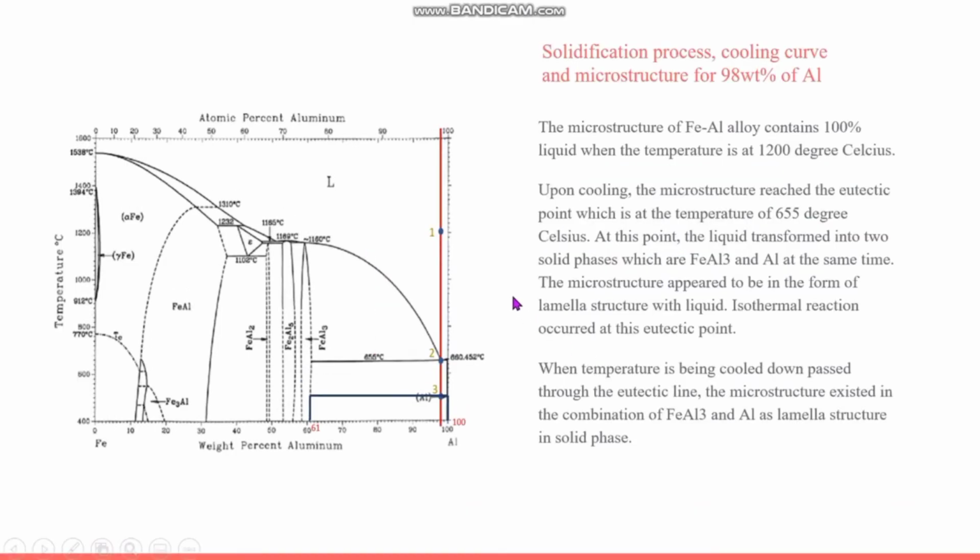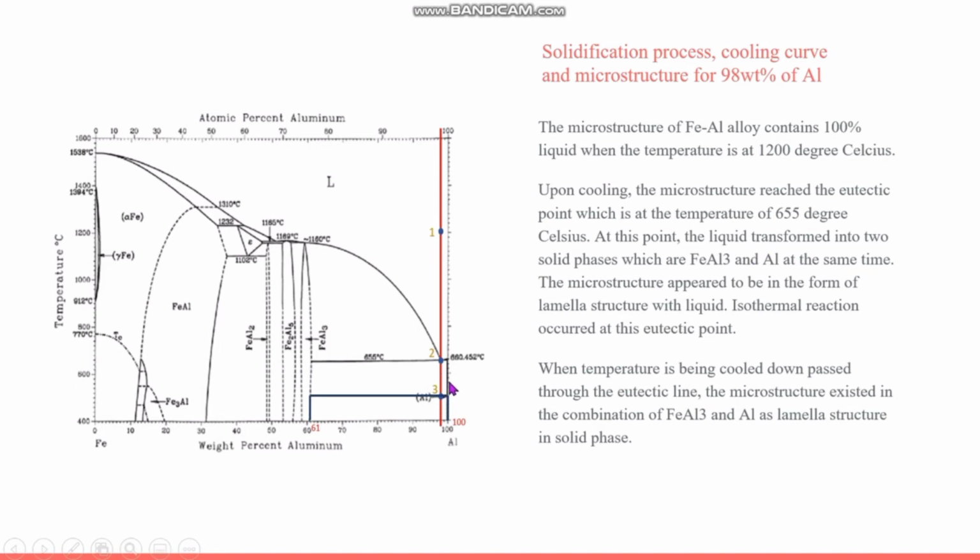Right now, I'm going to explain the solidification process, cooling curve, and microstructure for 98 weight percent of aluminium. At point 1, where the temperature is 1200 degrees Celsius, the microstructure of the FeAl alloy is 100% liquid phase. When it is cooled down to point 2, where the temperature is 655 degrees Celsius, it will reach the eutectic point, where the isothermal reaction will occur. At this point, the liquid will transform into two solid phases, which are FeAl3 and Al, at the same time.